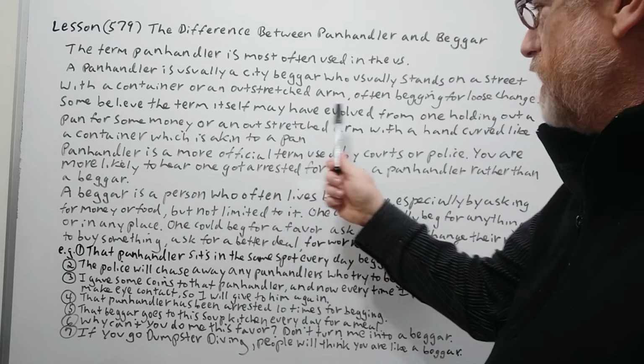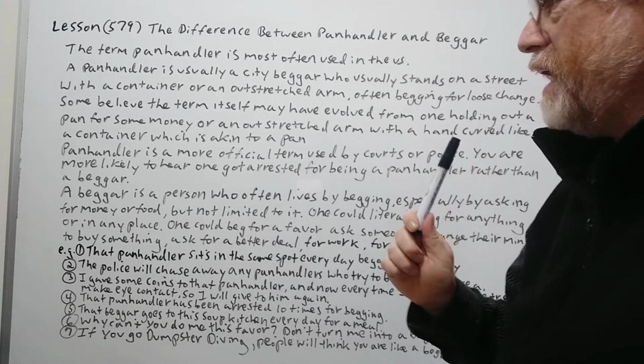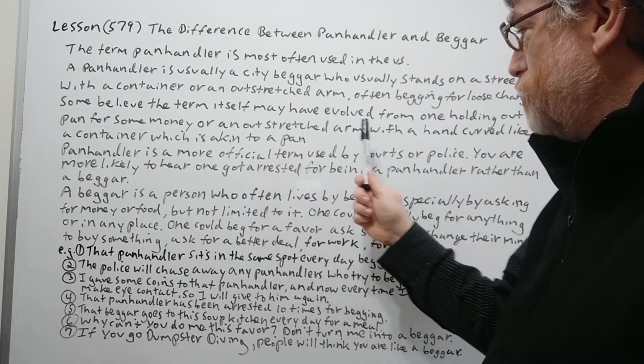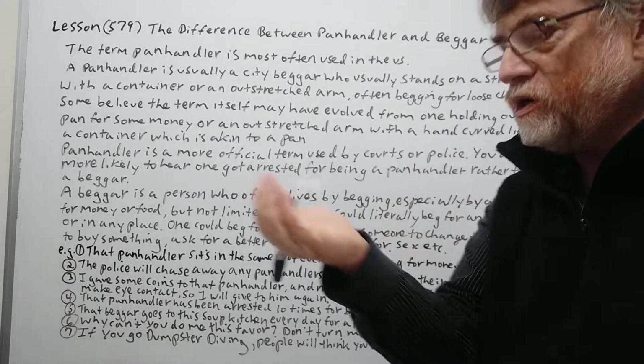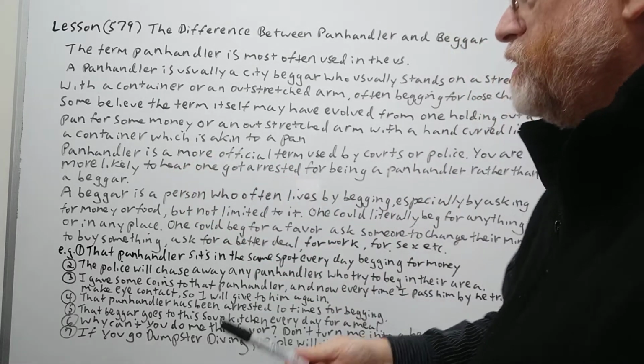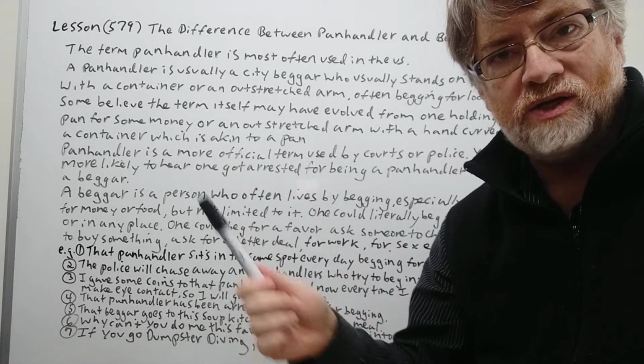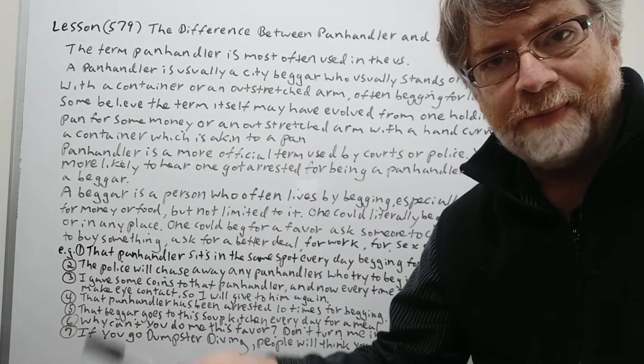Let's continue. Some believe the term itself may have evolved from one holding out a pan for some money, an outstretched arm with a hand curved, kind of like this, curved. Like a container, which is akin to a pan. So that's why it might have got the name panhandler.